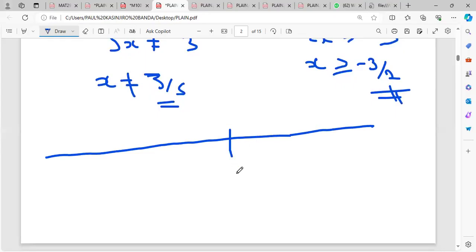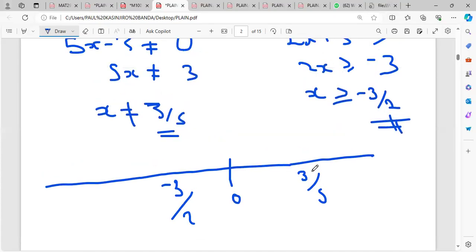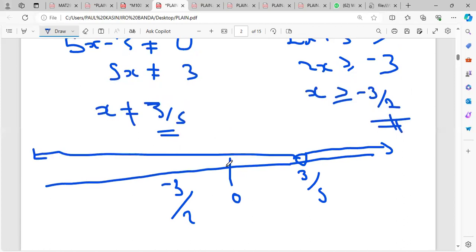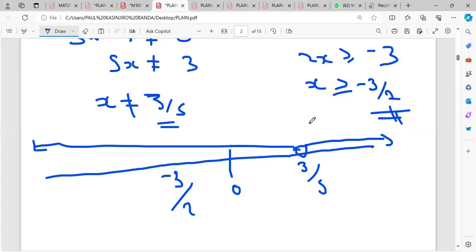If this is my number line and I have 0 there, minus 3 over 2 can be somewhere there, and 3 over 5 can be somewhere there. We are saying the domain can be any number apart from 3 over 5, so we draw an open circle there, and on both sides we are getting any value. Then from the radical condition, we are only getting values greater than or equal to minus 3 over 2, so we start from here and go greater than.